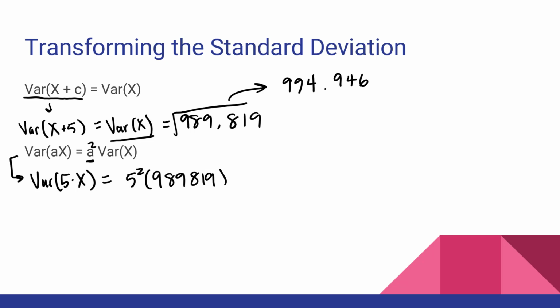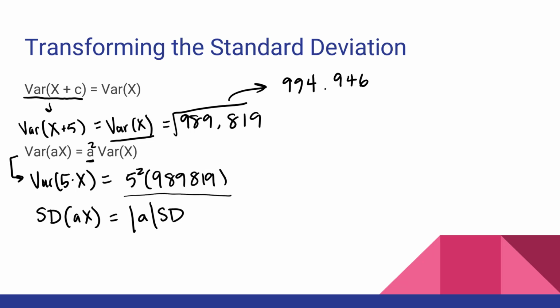Whatever number you're multiplying to the data set, it gets squared and then multiplied with the variance. If you want to think about it in terms of standard deviation instead, then our notation would look a little bit different. So the standard deviation is equal to the absolute value of A times the old standard deviation. These two will still give you back the same value.